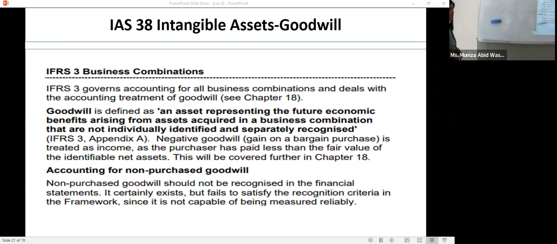Okay, now we are going to have a short discussion in regard to IFRS 3 Business Combinations. IFRS 3 Business Combinations, we are not going to discuss in detail. Just as a part of IAS 38, a few things we are going to discuss over here. In detail, it will be discussed towards the end of your course. IFRS 3 Business Combinations is being discussed over here because of goodwill.